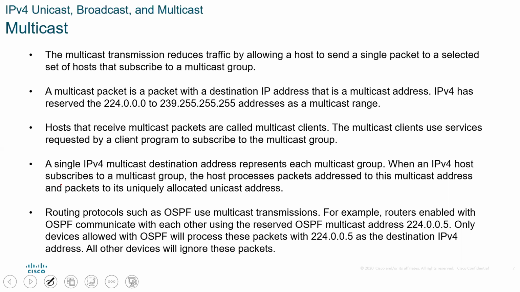So a multicast transmission actually reduces traffic by allowing a host to send a single packet to a selected number of hosts that subscribe to that particular multicast group within that network. So a multicast packet is a packet with the destination IP address that is a multicast address.